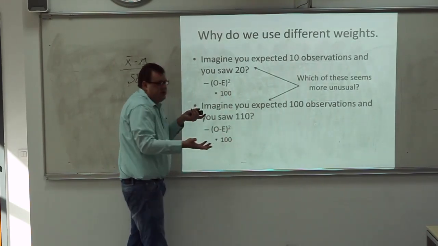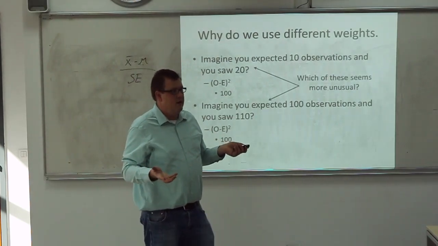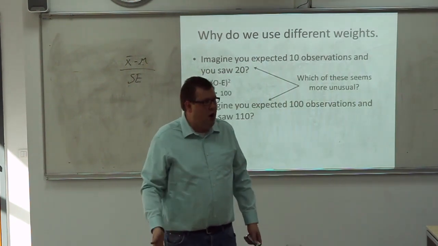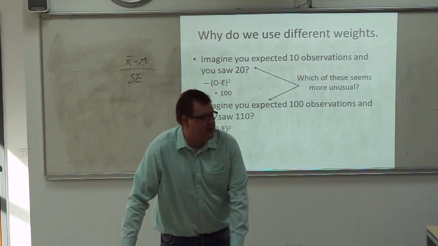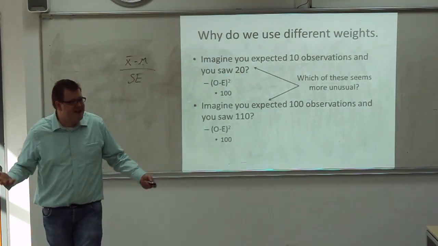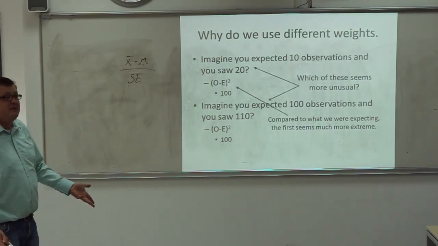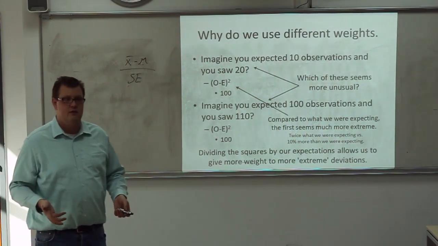And this is the same. Why would you say it seems more unusual? Because when you compare it to 10, it is 200%. Yeah, 20 compared to 10, you've got 200%, right? You have 2 times more than what you would expect. Whereas if you look at 110 versus 100, you only have 10% more than what you expect, right? So compared to what we were expecting, the first seems a lot more extreme. So dividing the squares by our expectations allows us to give more weight to more extreme deviations.